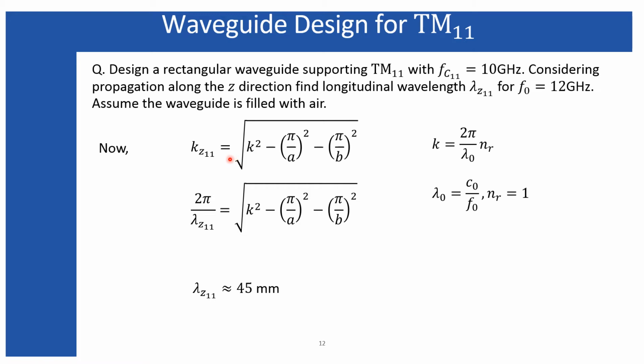Now from this expression of kz, that means the longitudinal wave number, we plug in the condition that k represents the wave number corresponding to the excitation wave, which is related to the wavelength lambda naught and also corresponds to the excitation frequency of 12 gigahertz. Plugging these into this expression, we can easily obtain that lambda z, the wavelength along the longitudinal direction, is approximately 45 millimeter, which is exactly equal to the one I found for the TE10 case of the rectangular waveguide.